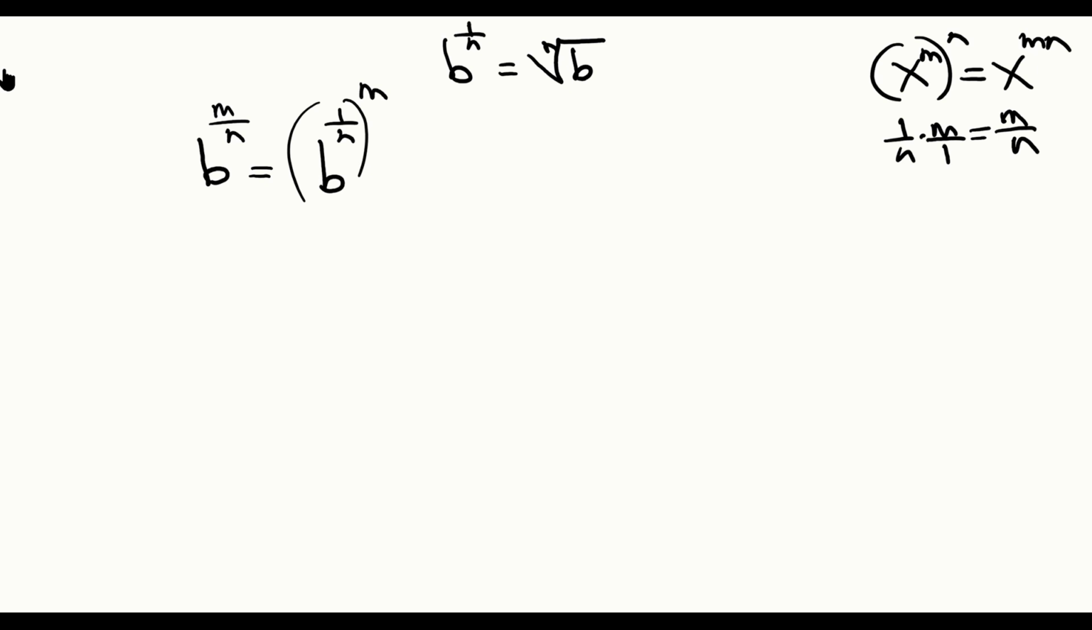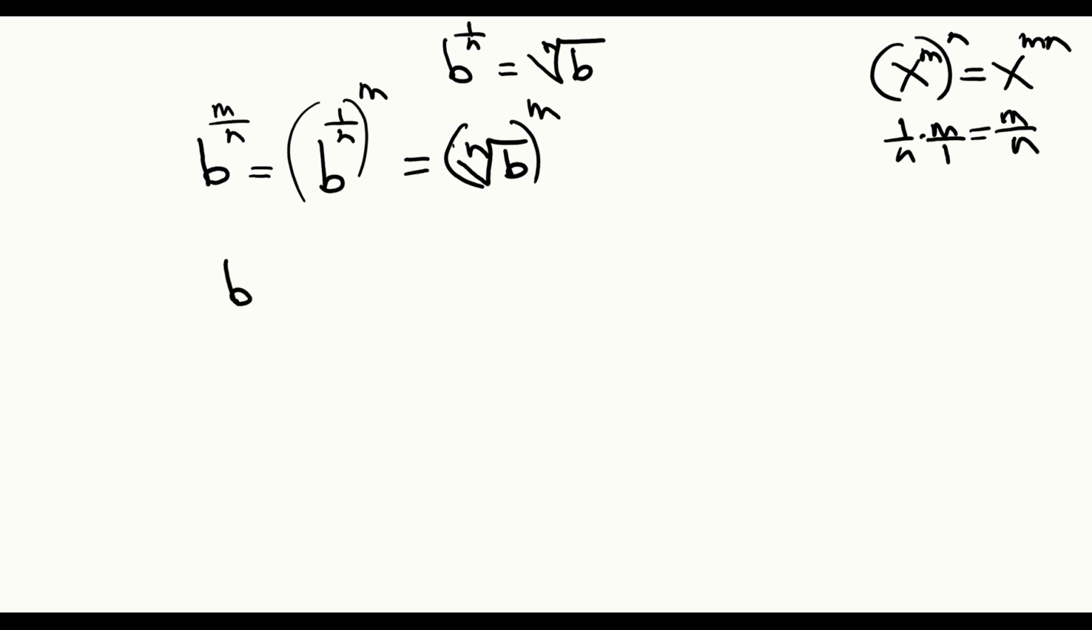And now we already know that b to the 1 over n is the nth root of b, this rule that we've already been exploring earlier today. So this becomes the nth root of b to the power of m.